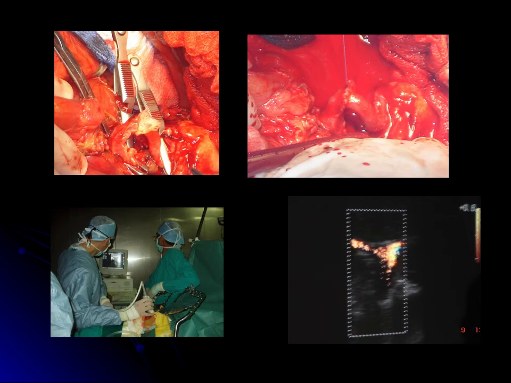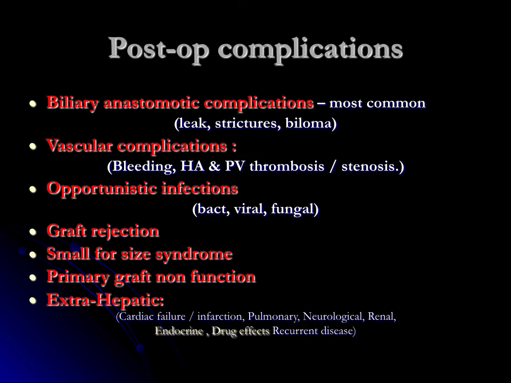At the end of the hepatic artery anastomosis, we have to do Doppler to be sure that the hepatic artery is patent and there is no narrowing, no clots, which is very important for the survival of the graft. At the end, we have to do the biliary anastomosis, either hepaticojejunostomy or end-to-end anastomosis with a T-tube.